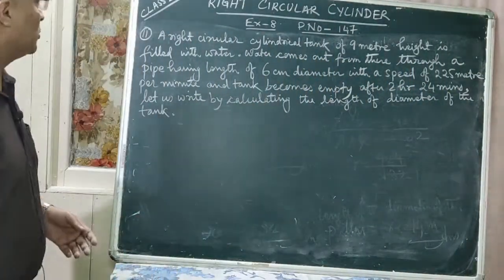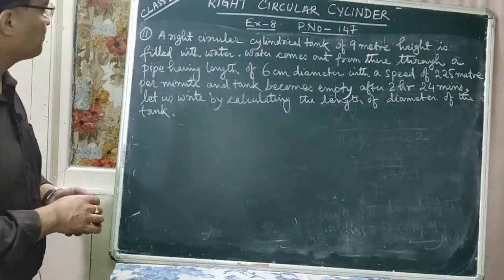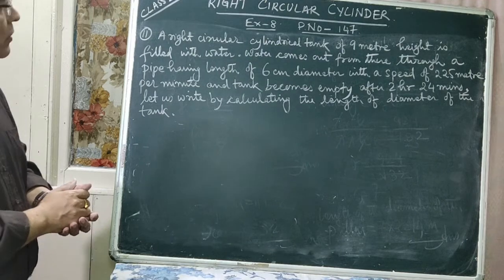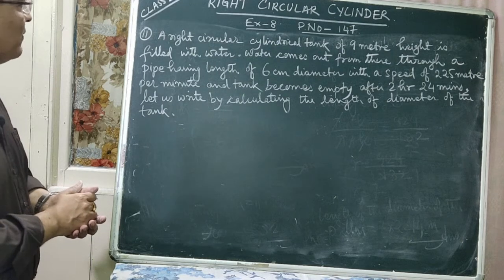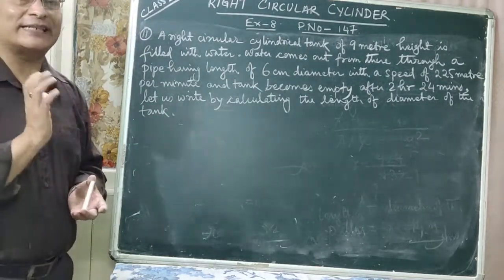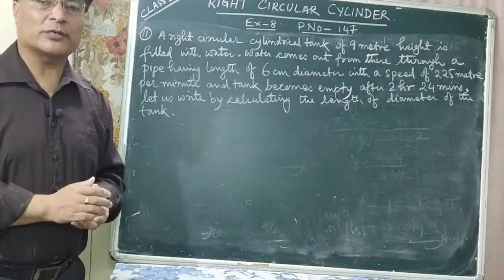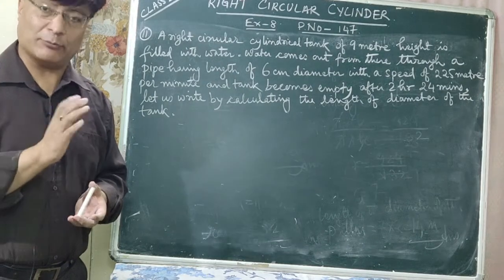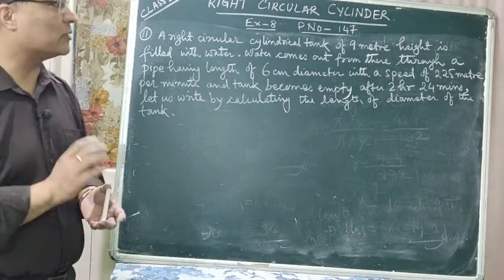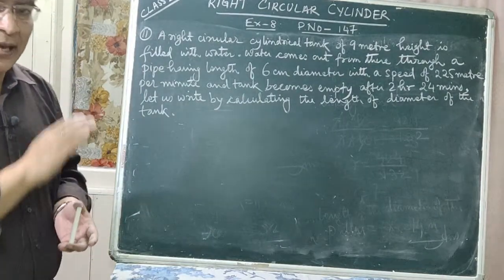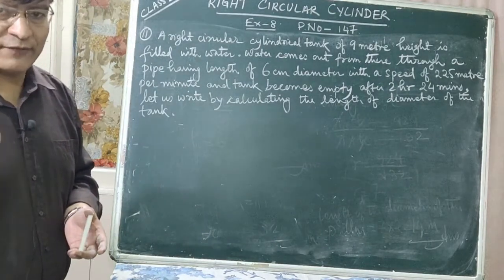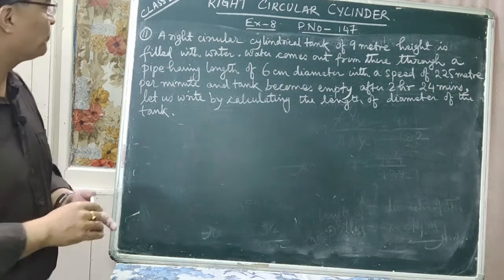So now we'll do the next question, that is question number 11. The question number 11 is a right circular cylindrical tank of 9 meter height is filled with water. So here the question says there is a right circular cylindrical tank, and its shape is a right circular cylinder. Its height is given as 9 meters, and it is filled with water, completely full. You can find out the volume of water.